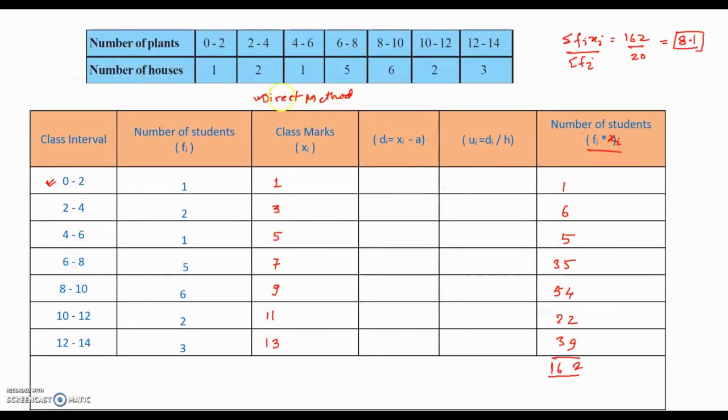So using the direct method, it is far easier to calculate because the numbers are not that very big to calculate. If the xi's and fi's, class marks and the frequency, are small numbers, they are easy to multiply also. You can utilize the assumed mean method also. But since the numbers are not that very big, you can quite rightly use the direct method to find out the answer.